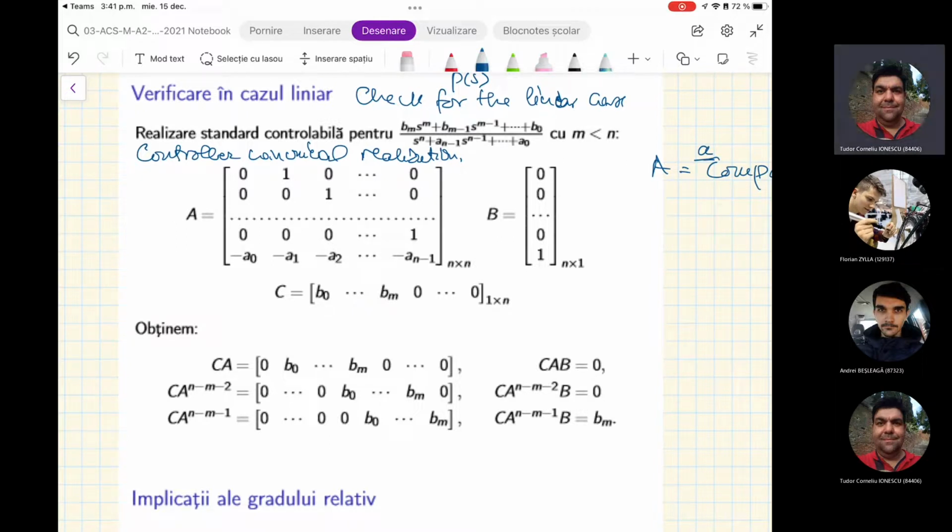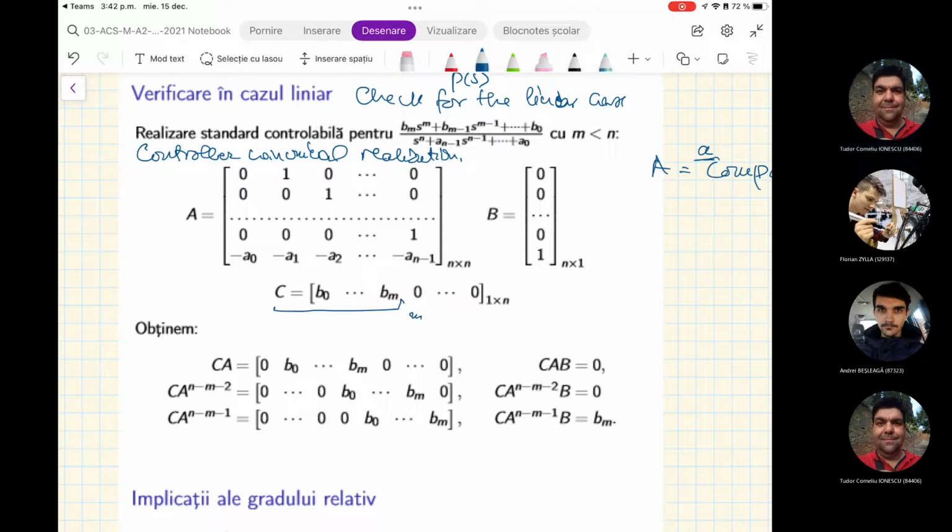C times A. Take C to be of this form. Yes, indeed. And now when you do C times A, you look at this. So this is from 1 to m, 0m. So this is m plus 1, and this is m.